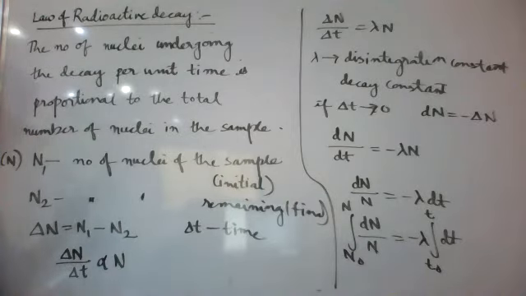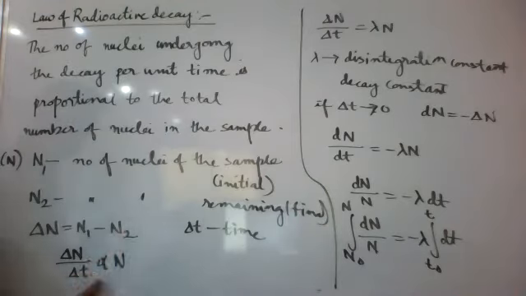Some nuclei will take maybe hours. There are some element atoms which will take millions of years also. It depends. It is changing from one element to another element, or one radioactive element to another radioactive element. So we have delta N is equal to N1 minus N2. Delta N is the difference between the initial and final number of nuclei. So delta N by delta t is directly proportional to N. It depends upon the initial number of atoms or nuclei.